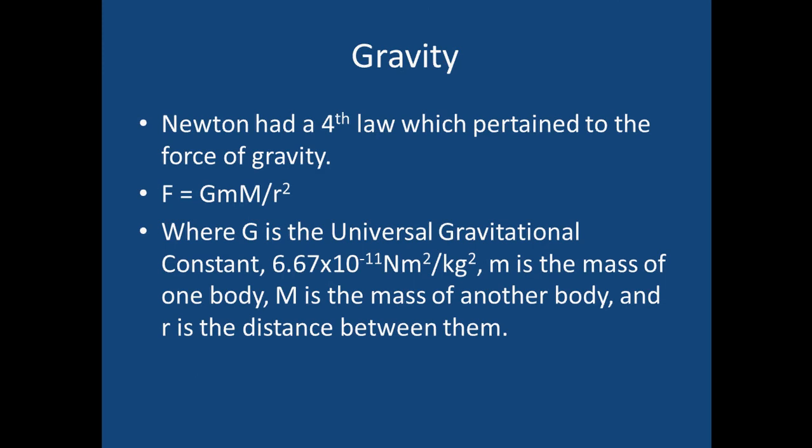Alright, Newton also talks about gravity, and he came up with this formula for the force of gravity between two bodies. This G is a constant. It's the same on every planet, on every moon, every star: 6.67 times 10 to the minus 11th with these units. And if we have different units, this number will change.